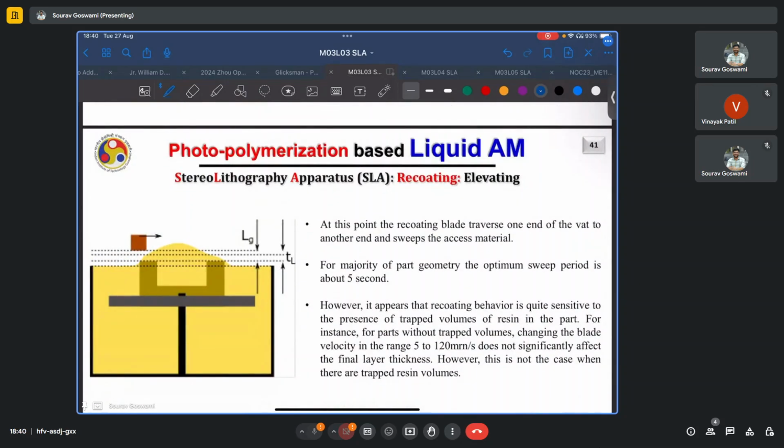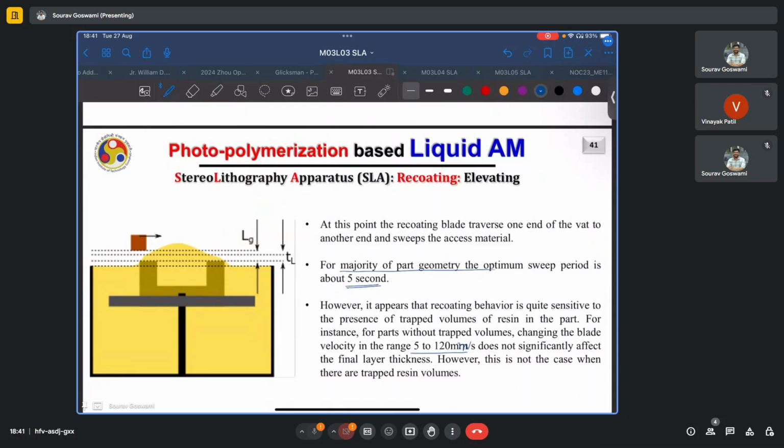It's also mentioned here. Now the recoating blade will travel from one end of the vat to the other and sweeps the excess material. For most part geometries, such a step requires around 5 seconds, and it has been found that the recoating behavior is very sensitive to the presence of trapped volumes. A rule of thumb says that for parts without trapped volume, changing the blade velocity from 5 millimeter per second to 120 millimeter per second does not have much difference. We can in fact increase it to 120 millimeter per second and have faster build times.